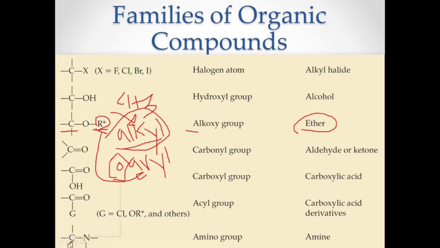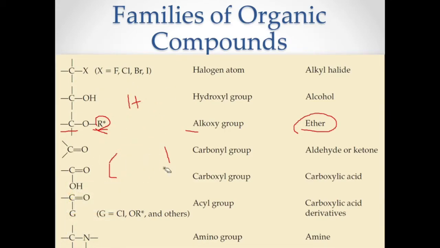Okay, next is a carbonyl group. So a carbonyl group contains a carbon double bonded with your oxygen. You notice it's a carbon double bonded with your oxygen. This one here is single bonded with your oxygen. Okay, so carbon double bonded with your oxygen, therefore it is a carbonyl group. So in this case, your carbonyl can be an aldehyde or ketone.